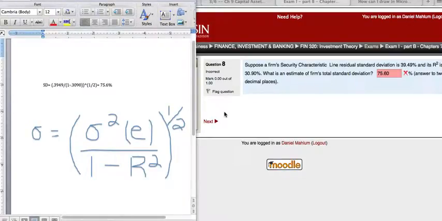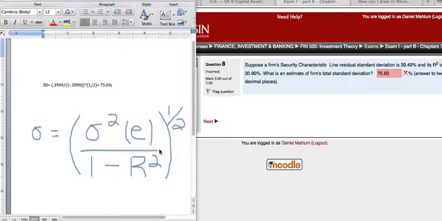This is Exam 1, Part B, Question 8, and in this portion of my explanation I'll be going over how I arrived at my answer and why my answer is incorrect. So the question wanted us to find an estimate of a firm's total standard deviation, and we were given the line residual standard deviation and then the r-squared value.